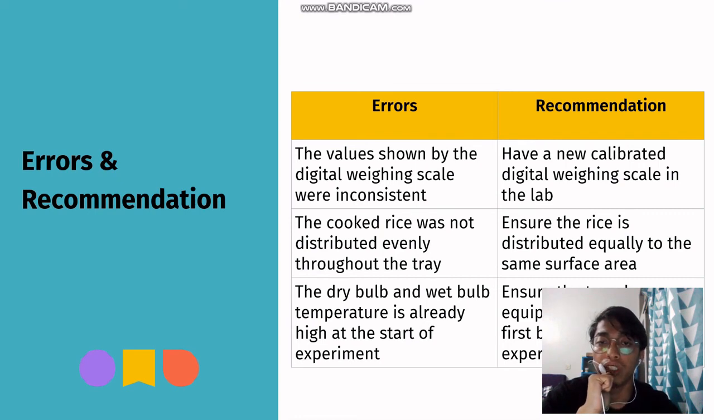To fix this error, we need to have a newly calibrated digital weighing scale in the lab. We also need to ensure the rice is distributed equally over the same surface area, because during the experiment, the cooked rice was not distributed evenly. And last, the dry bulb and wet bulb temperatures were already high at the start of the experiment. So we need to ensure the tray dryer equipment is cooled down first before starting the experiment.